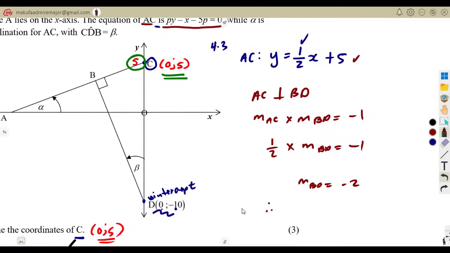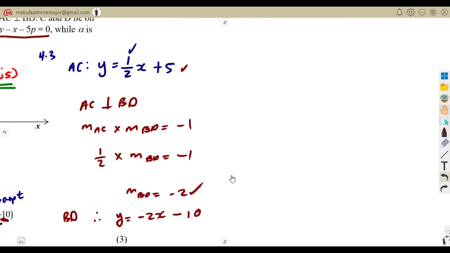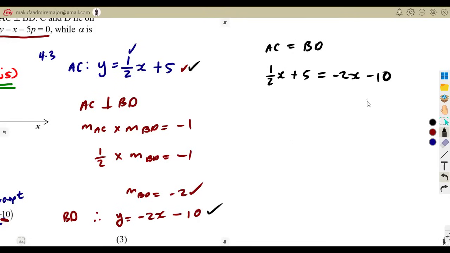Therefore, the equation for the line BD was going to be y is equal to mx, that's -2x, plus c, which is the y-intercept there, -10. Having these two equations, we are saying the two graphs are intersecting, and at the point of intersection, these two graphs are equal. We can simply solve these equations simultaneously, since AC will be equal to BD. What is AC? This is our AC, which is half of x plus 5, is equal to BD, -2x minus 10. So solve for x.